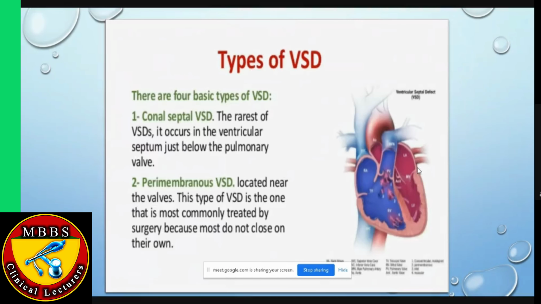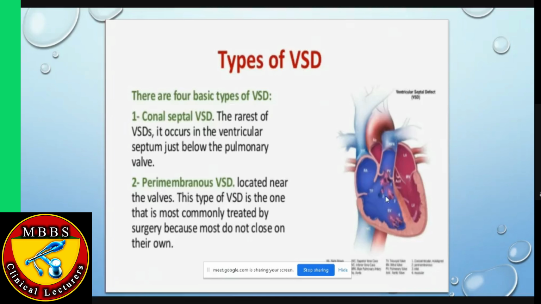Now, when we talk about the ventricular septal defect, they can be classified into 4 basic types. If you see over here, this is the ventricular septum. Sometimes the defect lies over here, just below the pulmonary valve, and we call this the conal septal defect, or the conal septal VSD, that is the ventricular septal defect. And this conal ventricular septal defect is the rarest of all the VSDs.